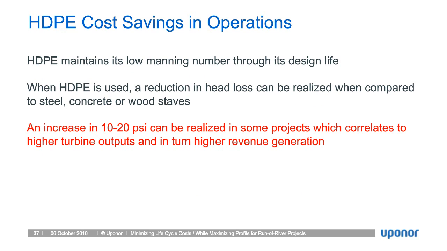You also have cost savings in operation. High-density polyethylene maintains its low Manning's number throughout its design life. I've done several walkthroughs of Weholite pipe that has been installed for 5 to 7 years, and there's no buildup on this pipe whatsoever. It's so slippery that nothing really has the chance to adhere to the surface of the pipe. When polyethylene is used, a reduction in head loss can be realized when compared to steel, concrete, or wooden staves. An increase in pressure anywhere between 10 and 20 psi can be realized in some projects, which correlates to higher turbine outputs and, obviously, higher revenue with higher power generation.